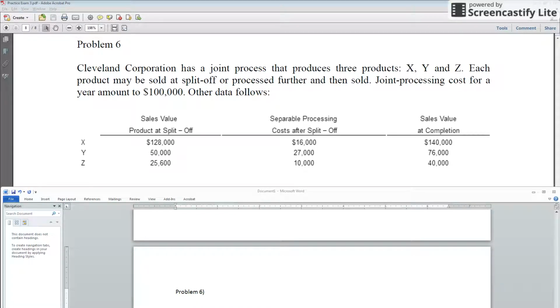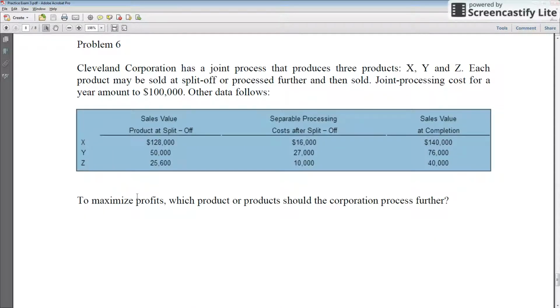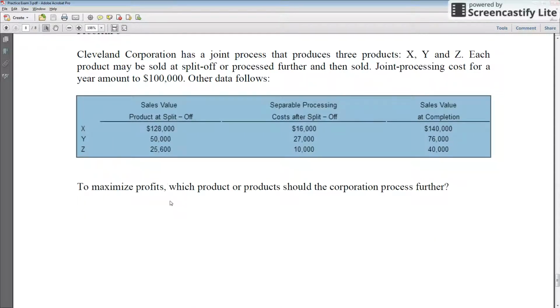So the last question. Let's talk about the last question a little bit. Cleveland Corporation has a joint process that produces two products X, Y, and Z. Each product may be sold at split off or processed further and then sold. Joint processing cost for the year amount is $100,000. Other data follows. And the question asking to maximize profit, which product or products should the corporation process further?